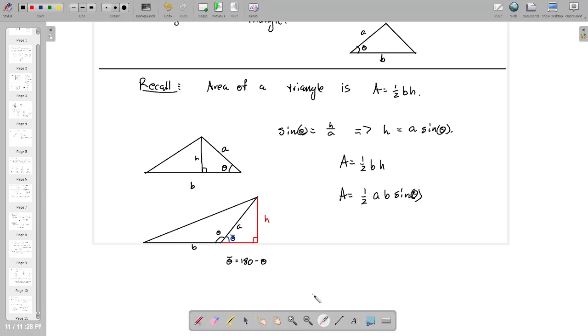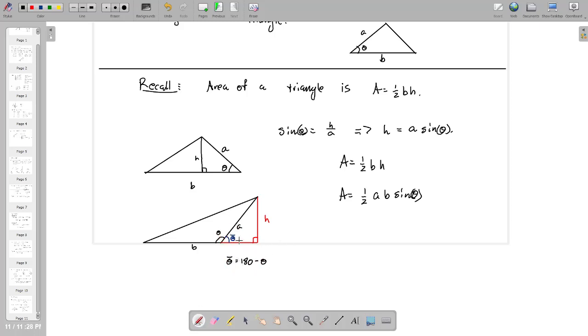Now, for the sine function, it doesn't actually matter. Sine of theta bar is going to be the same as sine of 180 minus theta. You could look at that on your unit circle whenever you want. The top half of the unit circle is positive. Sine of theta bar is the same as sine of theta in this case.